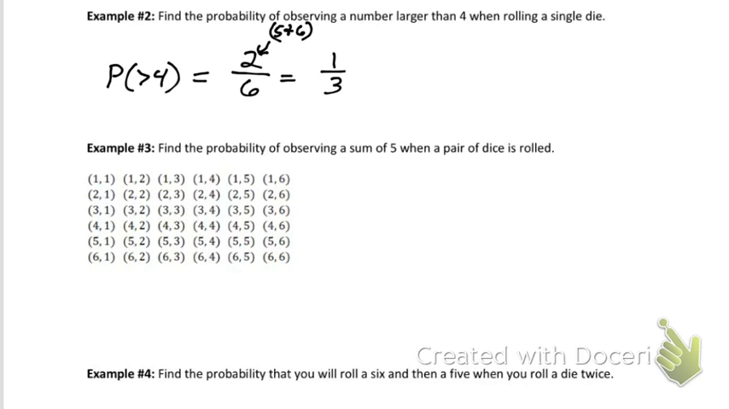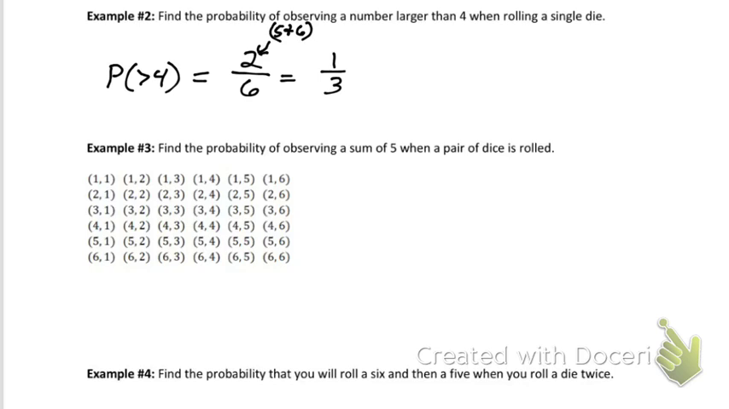Sometimes probability can just be counted, just like we did with the dice. Sometimes when I ask you to roll 2 dice, you can actually come up with a whole number of your possibilities. Well, in this case, it says find the probability of observing a sum of 5 when a pair of dice is rolled. Most of the time, you wouldn't write this out. Most of the time, you just think in your head.